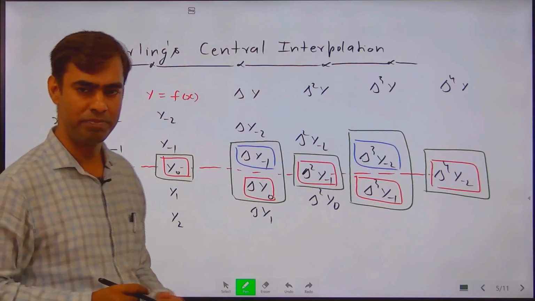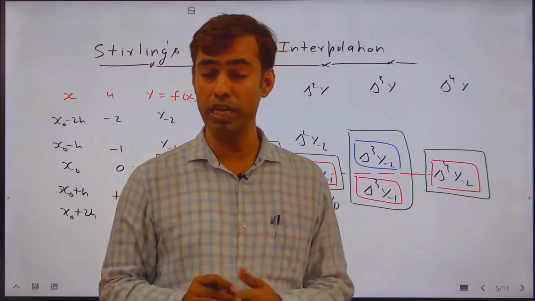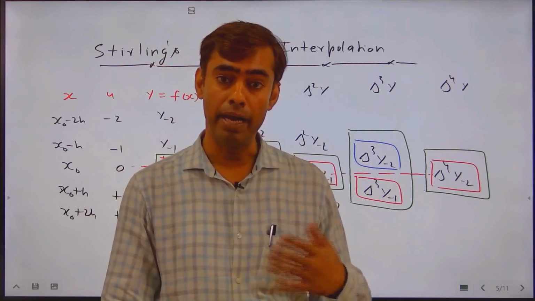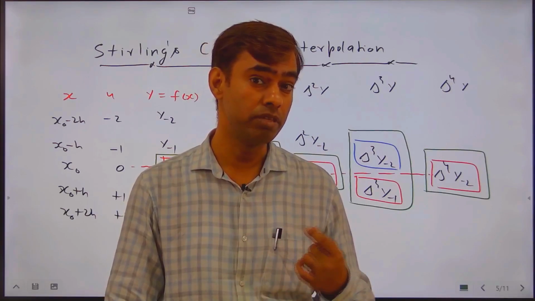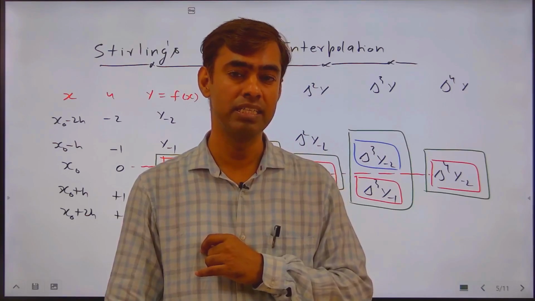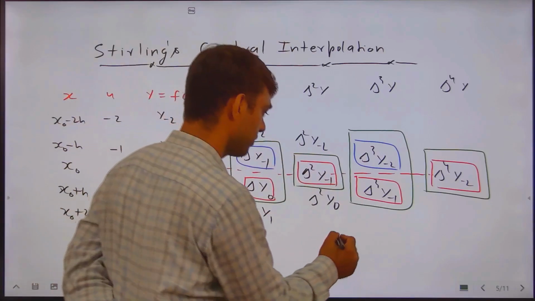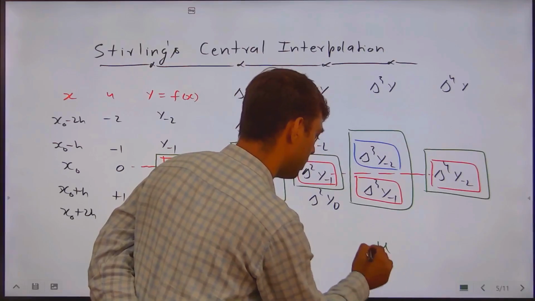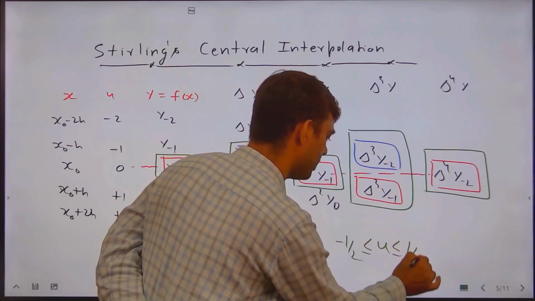Now, one another question. As for the Gauss backward central interpolation formula, if the value of u lies between 0 to minus 1, then we use the Gauss backward central interpolation formula. And we use the Gauss forward central interpolation formula if the value of u lies between 0 to plus 1. But we use the Stirling formula if the value of u lies between minus 1 by 2 to 1 by 2.